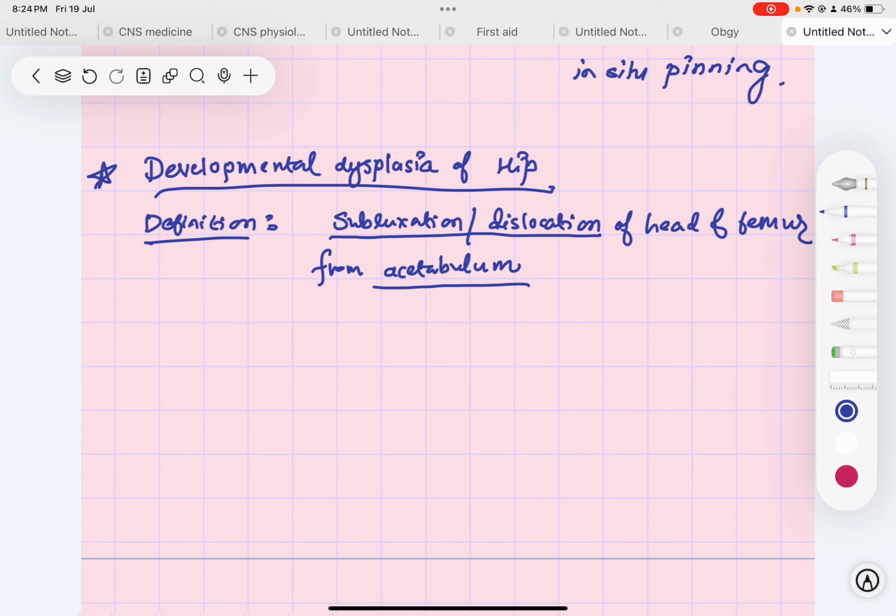So we have seen the two disorders in part 3, in which there is necrosis of the head of the femur, and slipped epiphysis, in which there is actually no slippage of the epiphysis, but due to growth of the physis it appears like the epiphysis is slipping. So now it is also a disorder of the hip, in which the head of the femur is affected, but in this there is subluxation or dislocation that is happening.